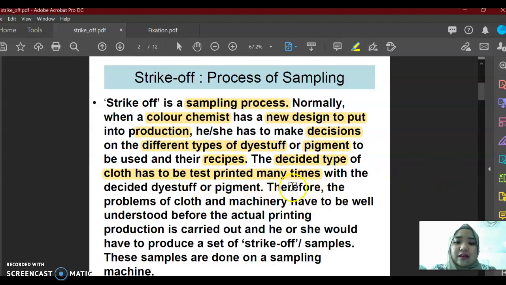Alright, and then so that the problem of the cloth and machinery has to be well understood. So macam saya cakap before, some dye may not be suitable for certain machine print. So by doing this, they ensure that the machines are compatible to print out the dye. Okay, so that is called a strike off samples. Kira yang test print banyak-banyak tu is actually this strike off sample. Alright, this sample is done on the sampling machine. Dia ada machine dia sendiri.